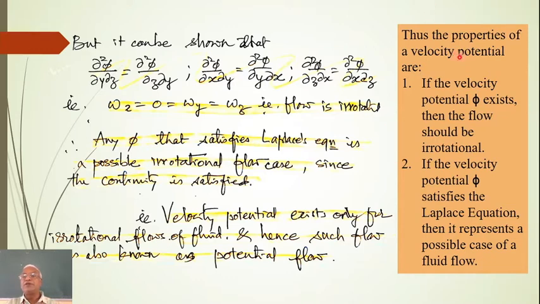Here are the conclusions. The properties of velocity potential are: number one, if the velocity potential phi exists, then the flow should be irrotational. That is statement number one. Number two, if the velocity potential phi satisfies the Laplace equation, then it represents a possible case of fluid flow also. So this completes the discussion on the velocity potential function.